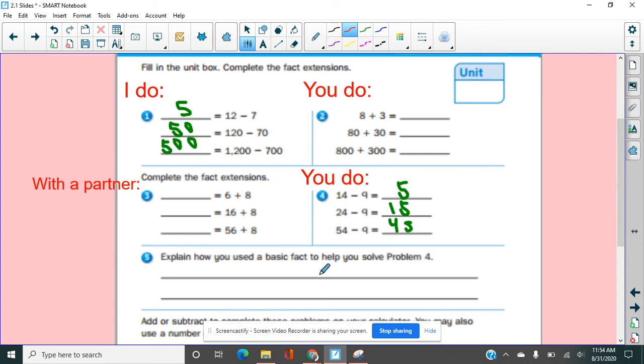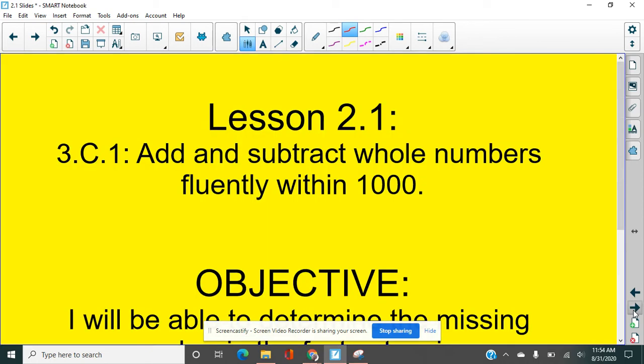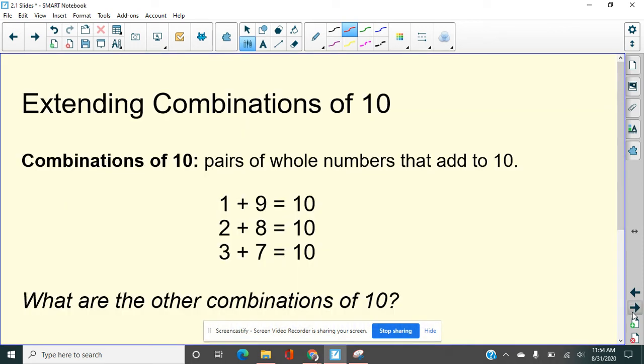All right, now let's keep moving. I told you we're going to look at another skill and then come back to that math journal page. Here's our goal: we're working with adding and subtracting whole numbers. And so now we're going to do some combinations that equal 10. So we know a lot of these. 1 plus 9 equals 10. 2 plus 8 equals 10. 3 plus 7 equals 10. What else equals 10? Yeah, you might have said 6 plus 4 or 4 plus 6. You might have said 5 plus 5.